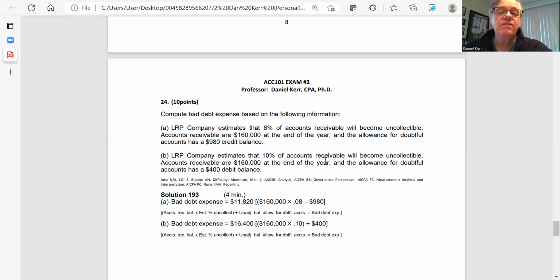And then B, we change the facts here. Estimate that 10% of accounts receivable will be uncollectible. So 10% of 160,000, that's easy. I can do that in my head. That's 16,000. But here, you had a debit balance in the allowance for doubtful accounts. So you have to take that 16,000 and add 400 to it.